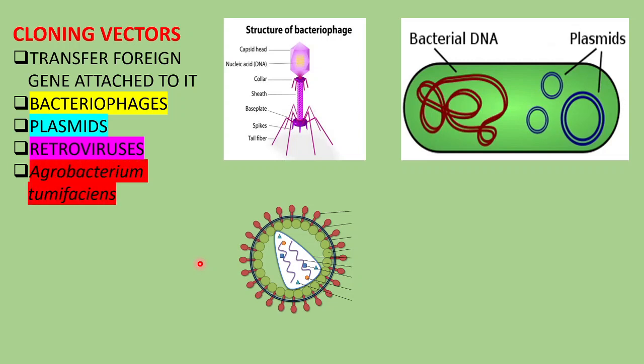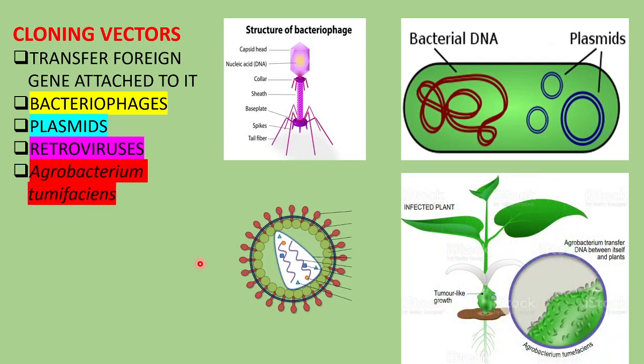Then the fourth type, used in plants, is Agrobacterium tumefaciens. This Agrobacterium tumefaciens is mainly used because it has a special type of plasmid called the tumor-inducing plasmid, which is capable of making the plant cell multiply many times. That means the TI plasmid can enter the plant cell and thereby stimulate the plant cell to divide multiple times. So that is the work of Agrobacterium tumefaciens. We will talk in detail about all of these, but today's lecture will be mainly focused on plasmids.